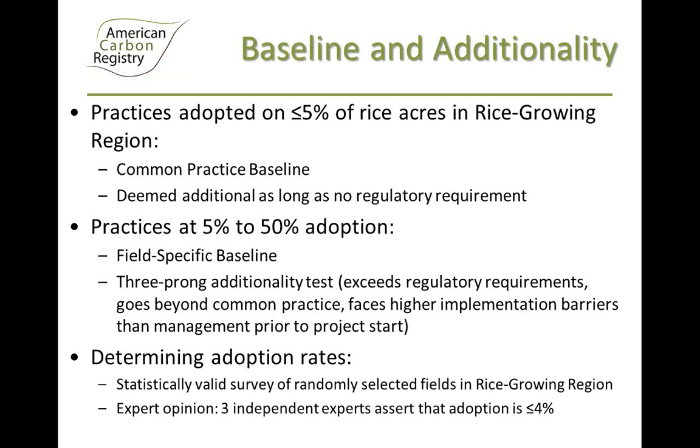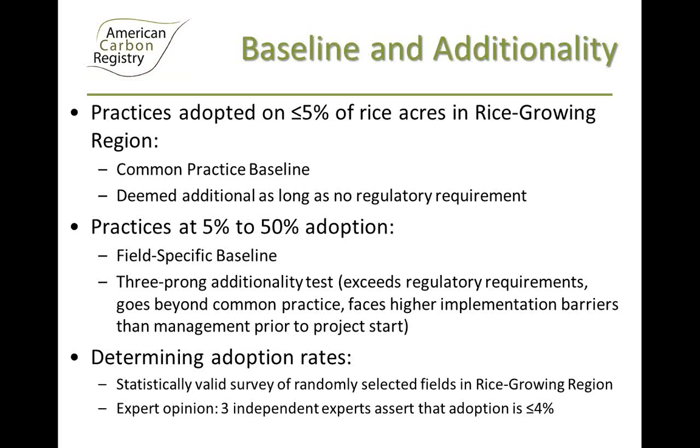I talked about baseline and additionality, and the approach to that is a little different in this methodology. For practices that are adopted on less than 5% of the rice acres in a rice growing region, those projects can use a common practice baseline, meaning that the baseline parameters are set based on typical practice rather than the last few years of historic practice on the fields in the project itself. And additionality for those types of projects, as long as they demonstrate that the activity is not required by regulations, those practices are deemed additional without any requirement to demonstrate barriers.